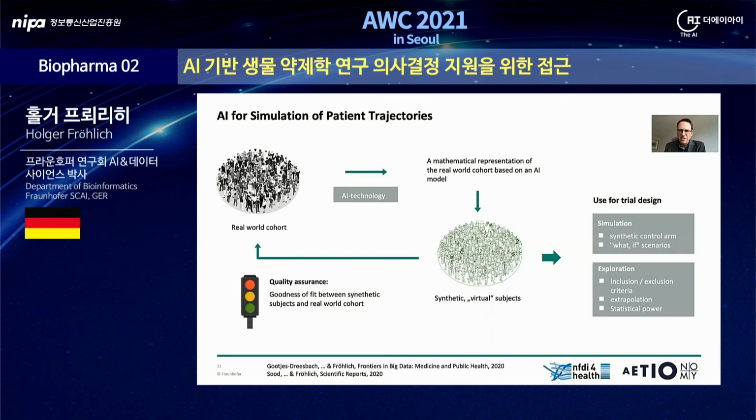These methods result in an abstract mathematical representation of the real-world data. That means they learn a kind of rule behind the data. Our methods allow us to simulate virtual subject trajectories up to an unlimited quantity. Of course, the immediate question is how good these simulations are. Hence, we perform a rigorous quality assessment which measures the goodness of fit between synthetic subjects and the real-world cohort.